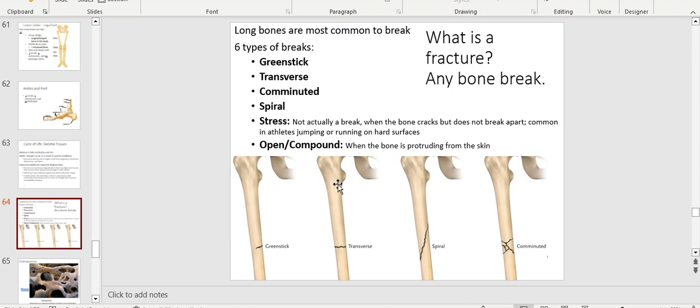The worst one, though, is what we call an open or a compound fracture, and this is where the bone breaks and then punctures the skin into the outside world. The worst of the worst.